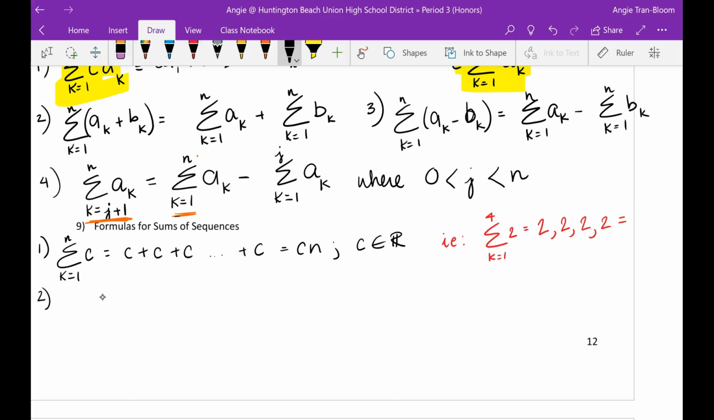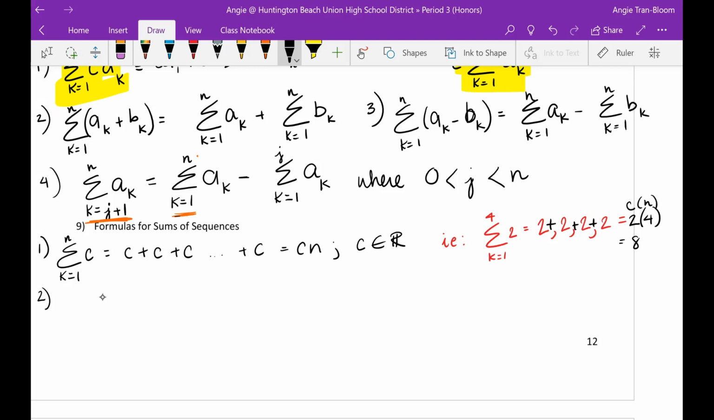The summation means I need to add all of these. So when I add them all up, it's just really 2 times however many terms I have. So this is n right here. So that's why this is 8, or c times n. So that's how they come up with that formula.